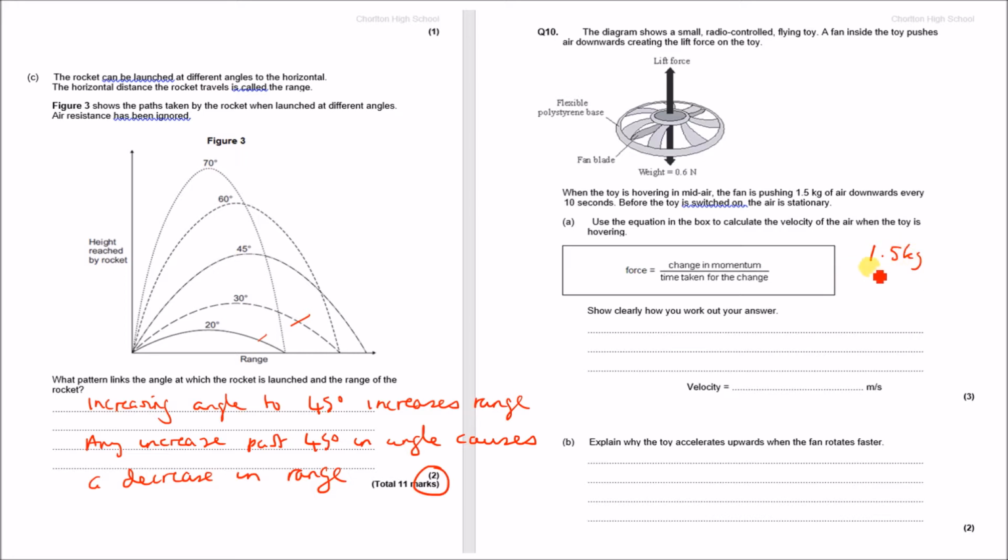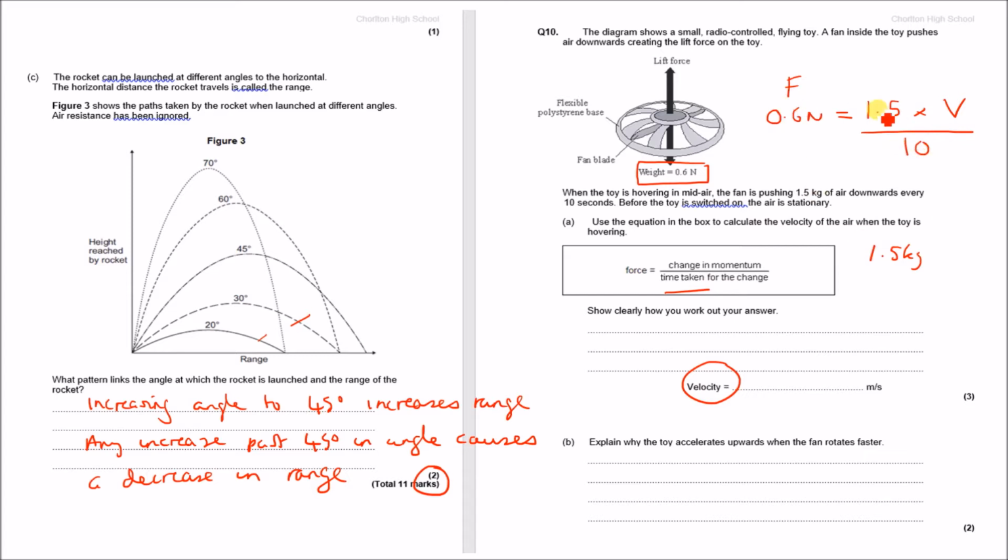We need to look at anything else that we might have. So we know that the weight is 0.69 newtons, so that is a force. So we've got the force, and that's equal to 0.69 newtons, and we know that that's equal to a change in momentum. So we need to work out our momentum, which is 1.5 kilograms multiplied by the velocity. Now we're after the velocity, so we're just going to put v here. I'm going to divide that by the time taken, which is 10.